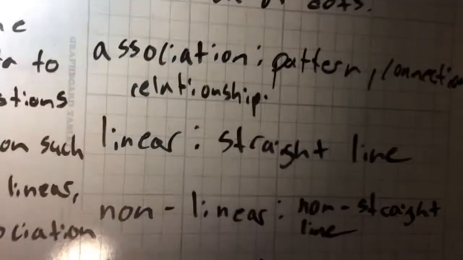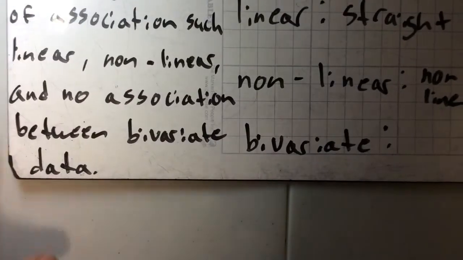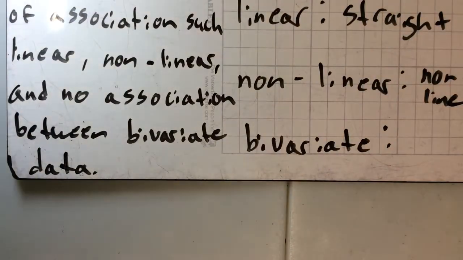And then it says, and no association. Well, I don't feel like I need to explain that to you. No association means that there's no relationship there between bivariate data.